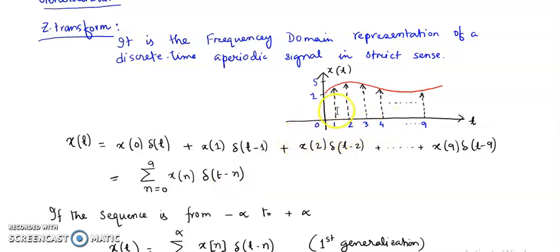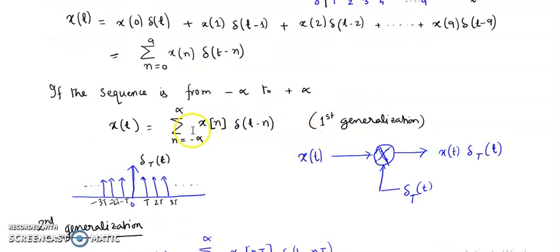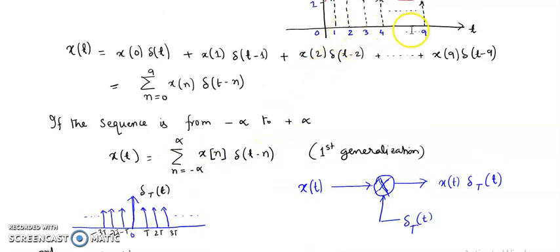If this sequence is assumed to lie from minus infinity to infinity, then we can also write the above equation like this: sum from minus infinity to infinity of x[n] delta(t minus n). Here n is the discrete time value, with positive values on the right hand side and negative values on the left hand side. So this is the first form of generalization for the Z-transform.